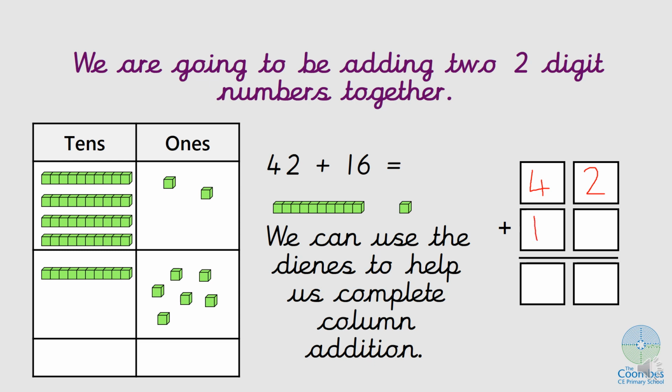So we're adding 16. And just like last time, we need to add our ones first. So always start with adding your ones together. 1, 2, 3, 4, 5, 6, 7, 8. There are 8 ones. And I can put that into my column addition as well. So 2 add 6 is 8.